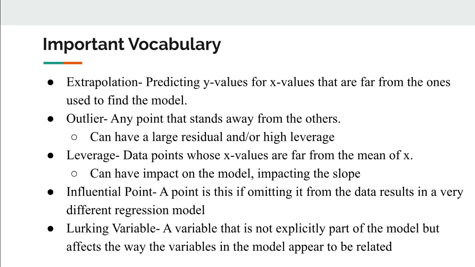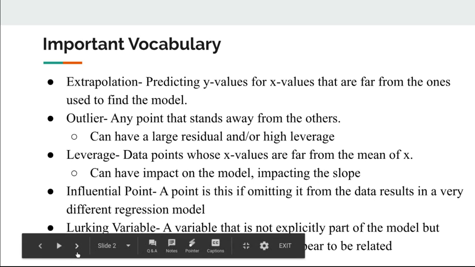And then an influential point is a point that, if omitted, changes the data results and can form a different model. And then a lurking variable is a variable that is not explicitly part of the model, but affects the way the variables in the model appear to be related. So we'll talk more about all these in just a second.